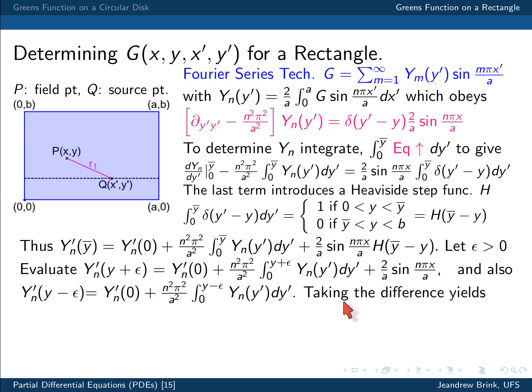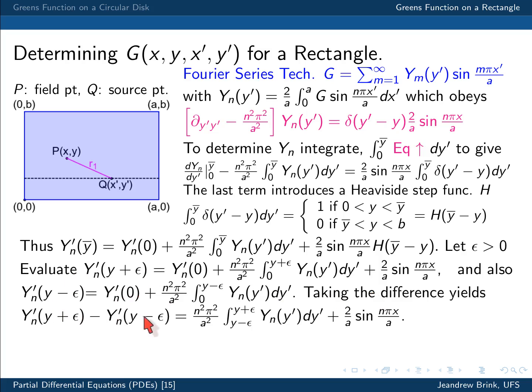Okay, and we're interested mainly in the jumps of the function as it traverses the y value of y prime equals y. So if we take the difference between these two expressions, y prime of n, y prime at 0 vanishes, and we're left with this difference.